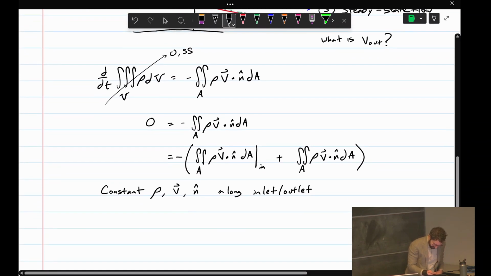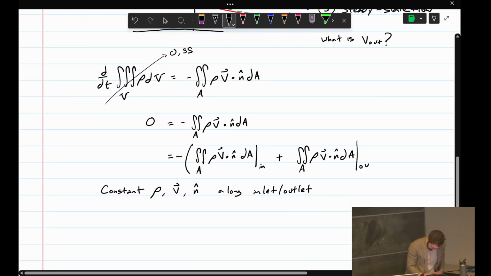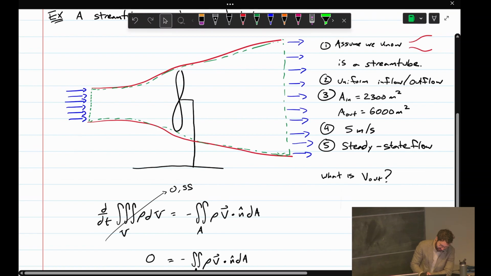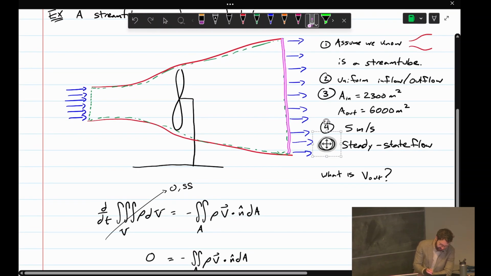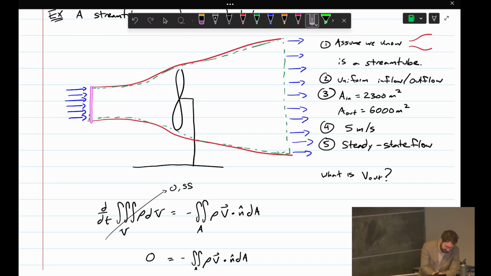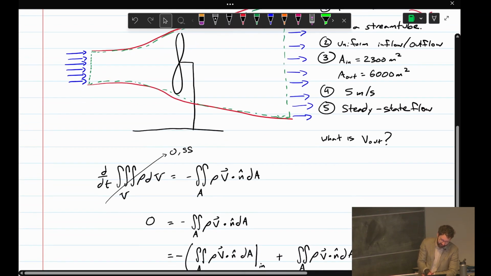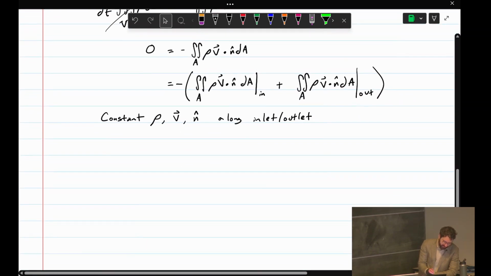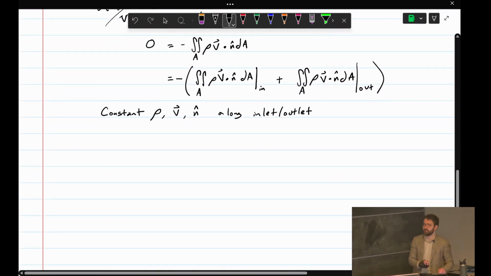Yep. So the second term is at the outlet. I'm just breaking this up into an addition of the area integral here plus the area integral here. In some problems you'll see, we'll break this into a summation over the entire surface. So we'll do one integral there, one integral here, one integral here, one integral here. But for this problem, because of this very convenient stream tube, we only need to do the inlet and outlet. Any other questions so far?